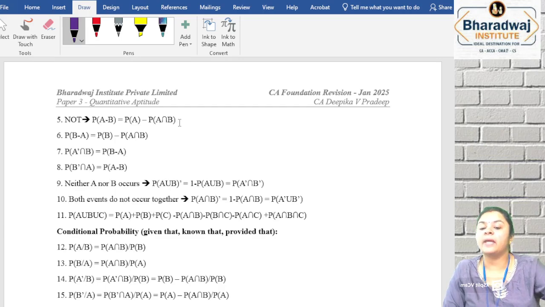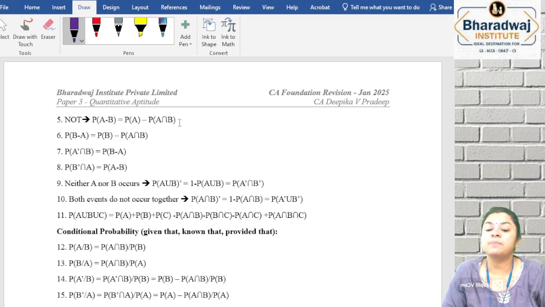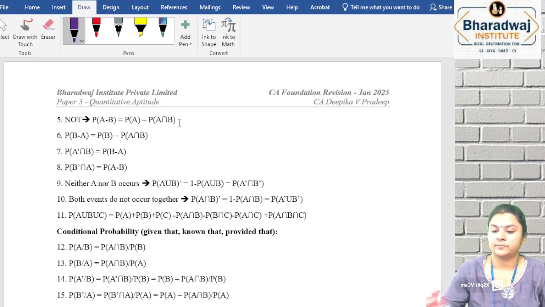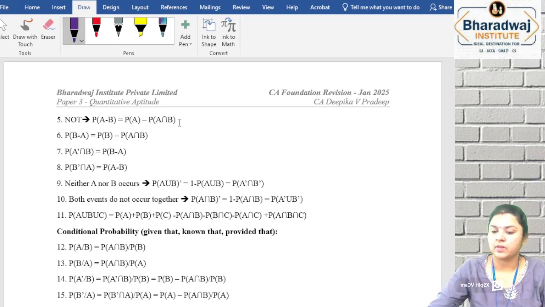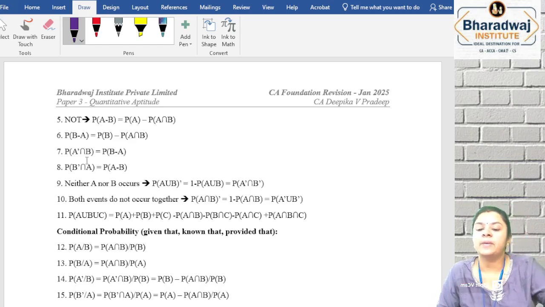Next, not condition. P of A minus B is equal to P of A minus P of A intersection B. Next, P of B minus A is equal to P of B minus P of A intersection B, or B intersection A, means the same.